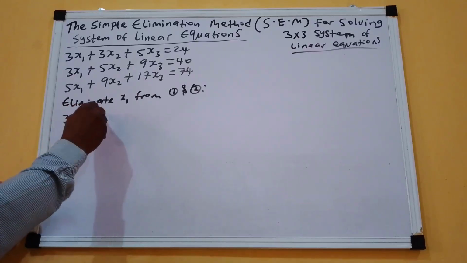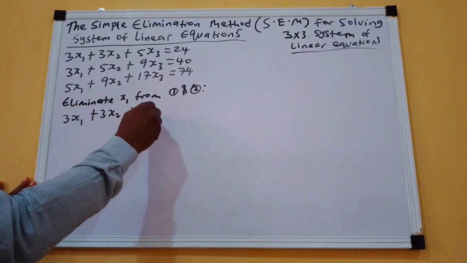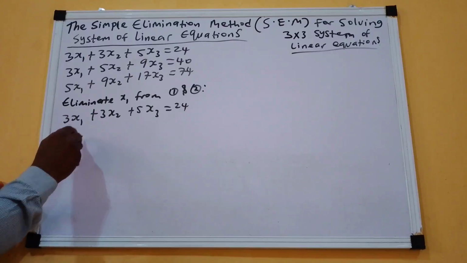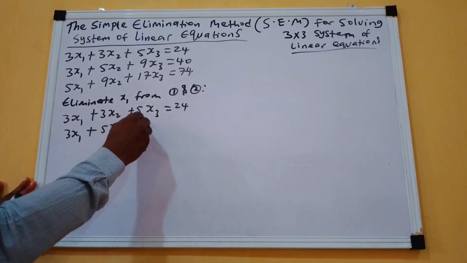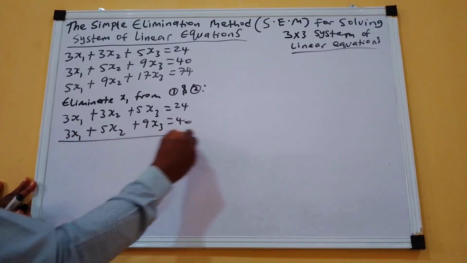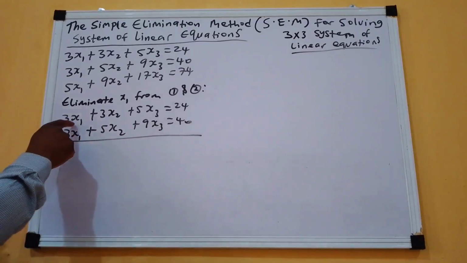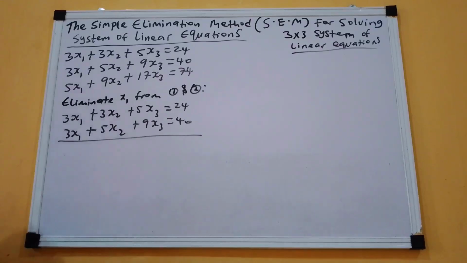3x1 plus 3x2 plus 5x3 is equal to 24. Then we have 3x1 plus 5x2 plus 9x3 is equal to 40. Now I'll rule a line. You can see that x1 and x1 in this equation and this equation have the same coefficient, 3.